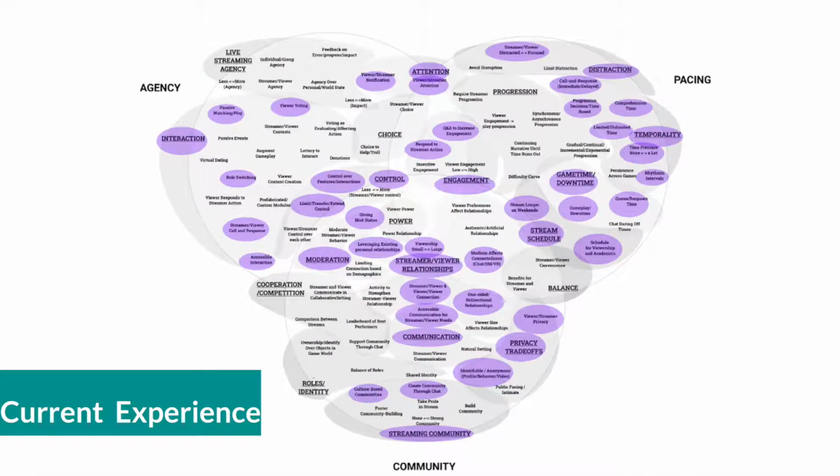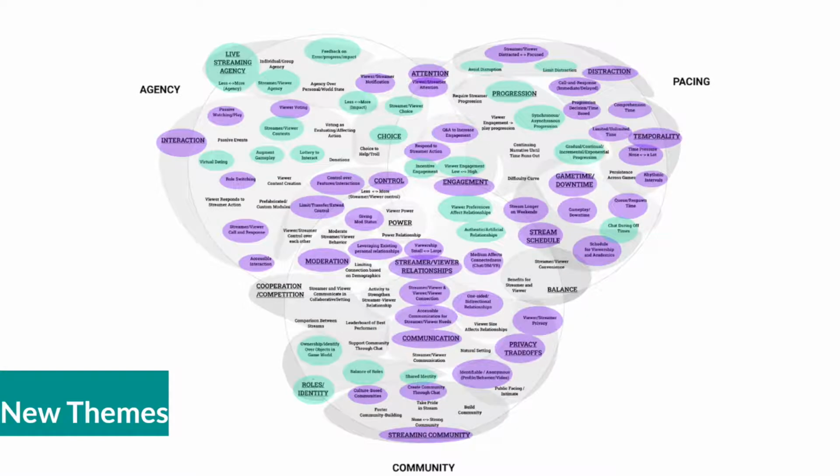So here is our mapping of the current experience. Broadly, the focus here is on pacing and community themes, such as streamer-viewer relationships, communication, and scheduling. Now in turquoise, we've added new themes that envision what would make virtual conferences more engaging for audiences. These new themes include choice, live streaming, agency, and roles and identity. And here is the opportunity space.